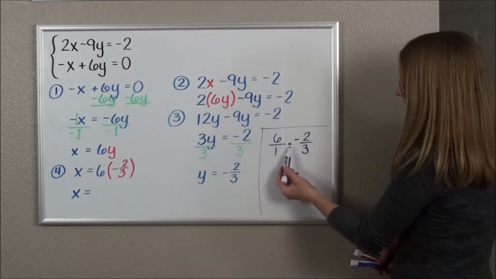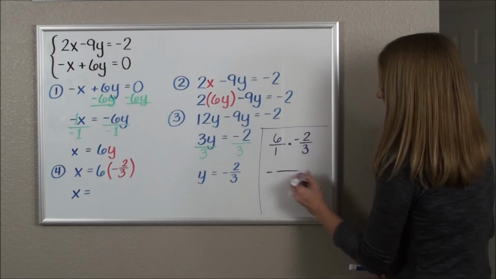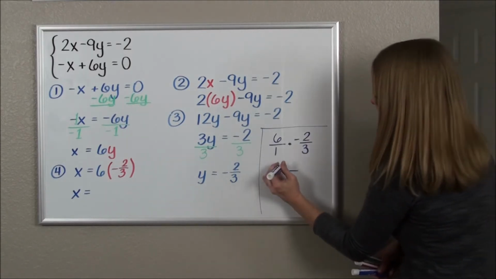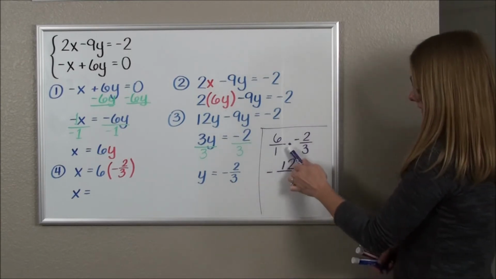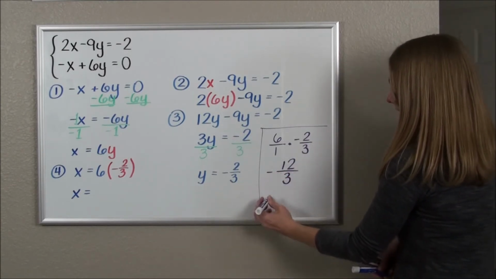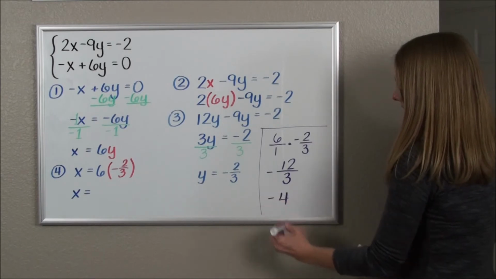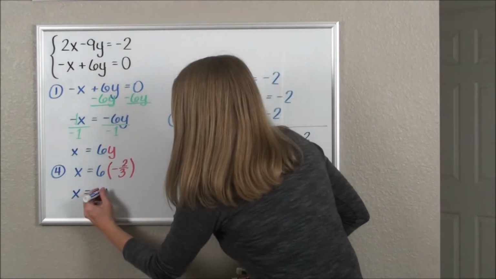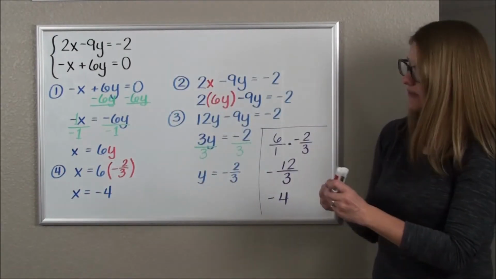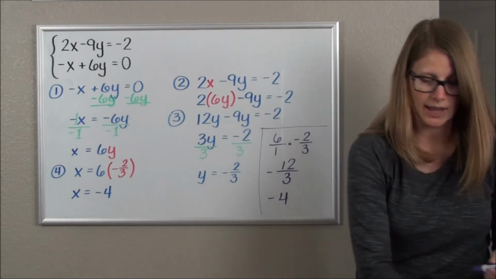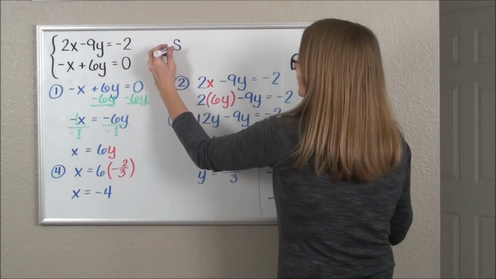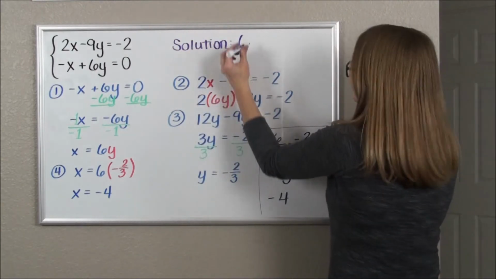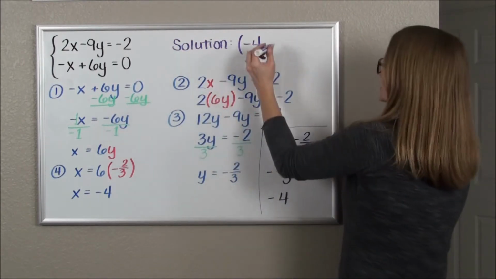Now when I multiply a positive times a negative, I know my answer will be negative. I'm going to multiply the fractions straight across, so upstairs 6 times 2 is going to give me 12. Downstairs 1 times 3 is going to give me 3. And negative 12/3 is the same as negative 4. So this turned out to give me a whole number for x, which is nice. We get negative 4, and now that I have a value for x and a value for y, I can write my solution as an ordered pair. X is negative 4, y is negative 2/3.